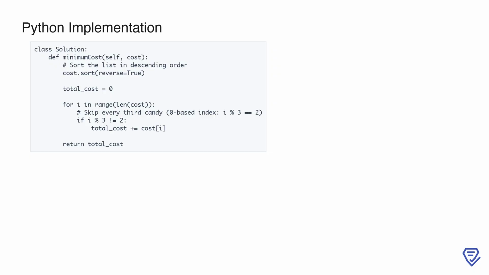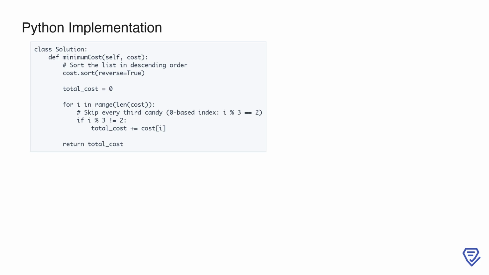The total cost is accumulated by summing only the candies that are not skipped. This ensures that the problem's requirement of minimizing the total cost is met by appropriately excluding the cost of the cheapest candies in groups of 3. Finally, the function returns the computed total_cost.